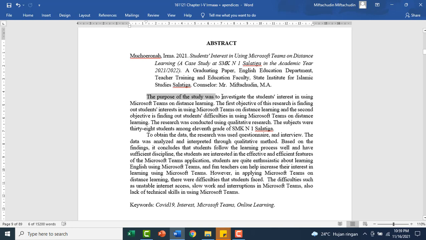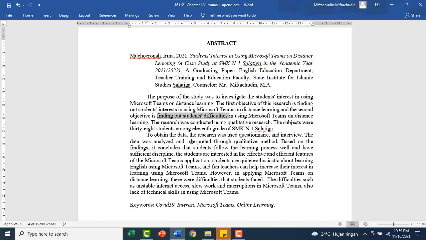In this case, we have 2 research problems. The first one is to investigate the student interest, and the second one is to find out student difficulties. So we put those 2 research problems into sentences to start the paragraph. So we explain directly that we want to find out what? To find out student interest and also student difficulties.